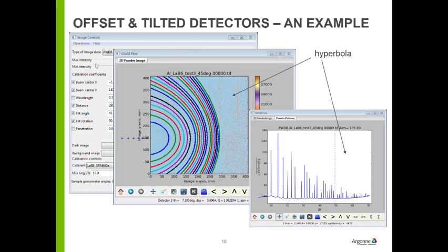The sensitivity is such that if the detector is tilted by even less than half a degree, there's an error in the integration, so a smearing of the image. So it's important to get this right.